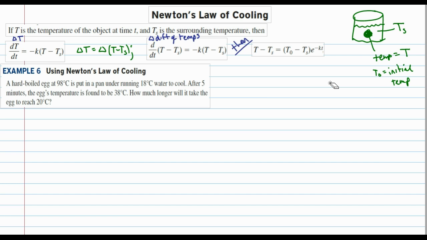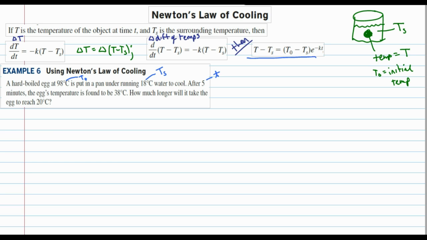So in example 6 here, using Newton's law of cooling: a hard-boiled egg at 98 degrees Celsius is put in a pan under running 18... Oh my gosh. Okay, wait. All these temperatures. So let's go one by one. A hard-boiled egg at 98 degrees Celsius. Well, that is going to be the temperature the egg was initially at, so the initial temperature T sub 0. It is put in a pan under running 18 degrees Celsius water to cool. Well, that's the temperature of the surrounding medium at time 0.